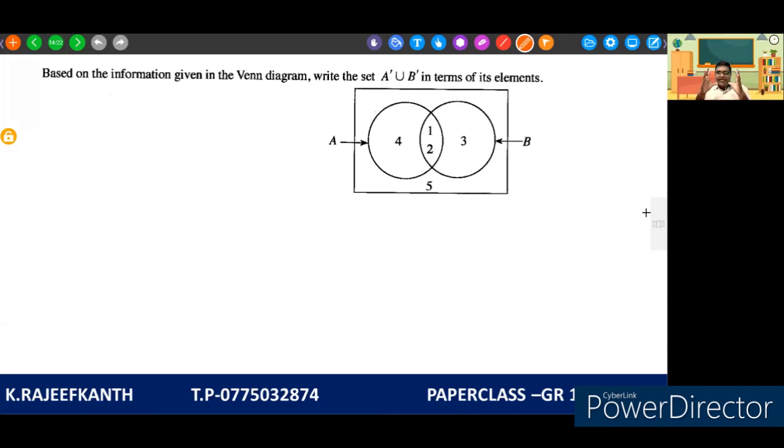First, you have to think what is the region for A dash. A dash means we can't get the elements in A, so we have to get the outside of that circle A. Like that, we have to find the elements in set A B dash, so we can't get the elements inside B. So we can't get 1, 2, 3 also. But then after that, we have to get the union of the two sets, A dash and B dash. Then we can find the answer for this one.